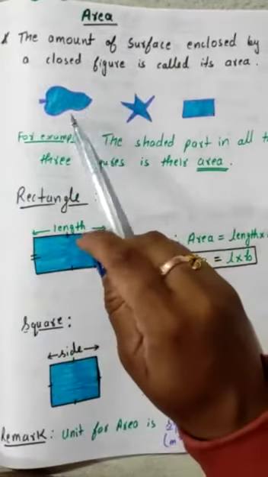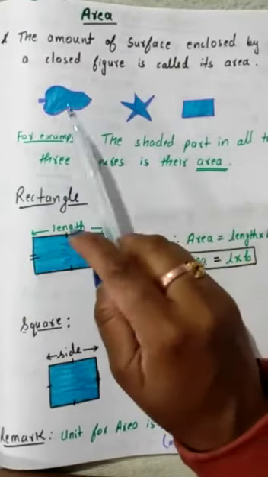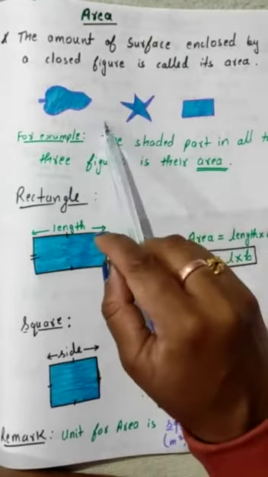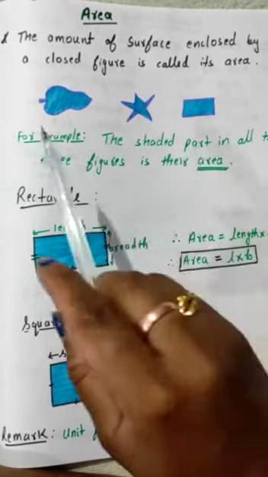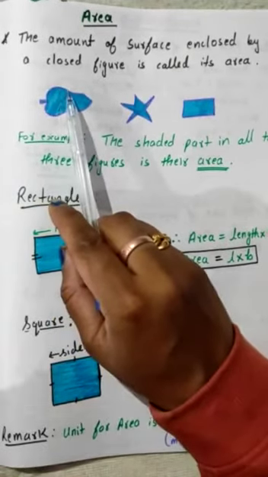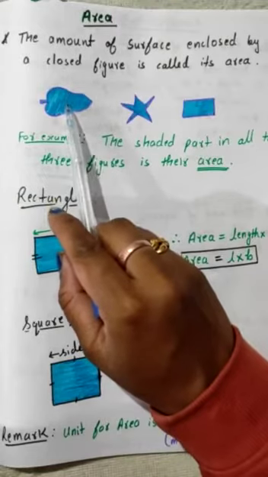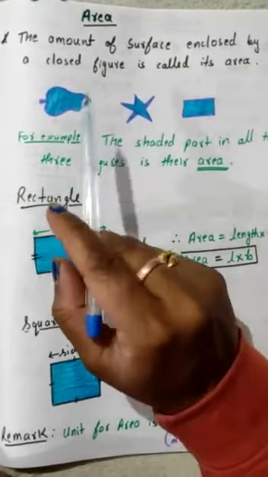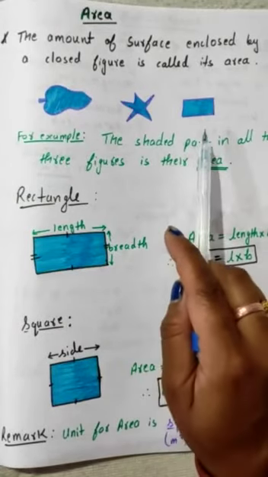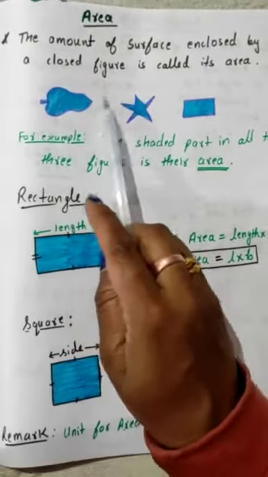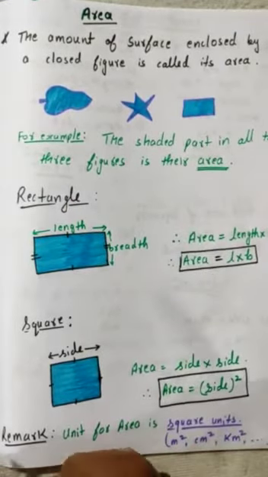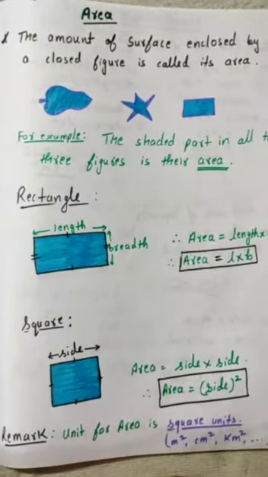Now you can see I have drawn three different figures over here. This is a figure of a leaf. This is a star. I have tried to draw it. This is a rectangle. I have shaded it with blue color. The surface which is shaded with the blue color is the area. So the shaded part in all the three figures is called their area. This is the area of this figure, this is the area of this figure, and this is the area of the given rectangle. Okay, so this is the definition of area.